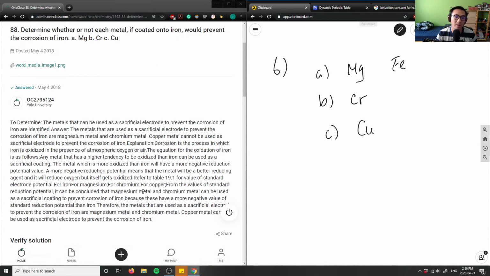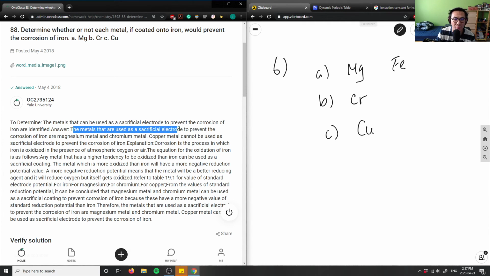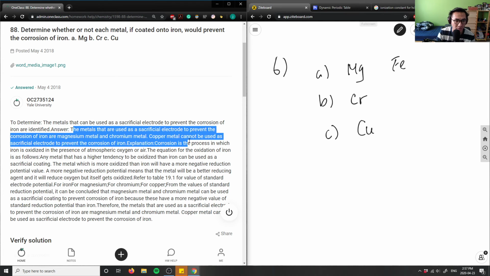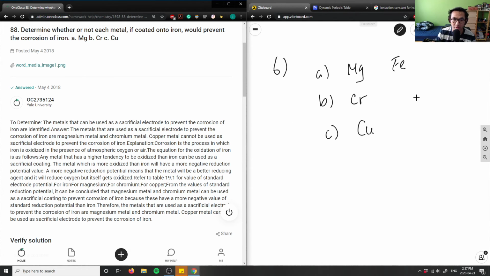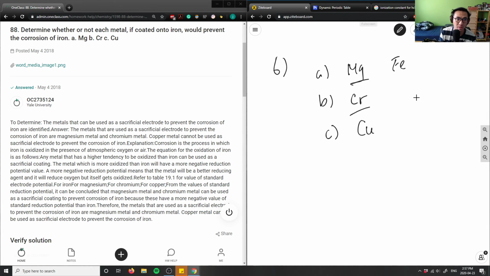Basically, when you're talking about corrosion, you're talking about this topic of oxidation, right? So basically what we have to do is look at our oxidation potential tables and figure out if it has a greater oxidation potential than iron here. So let me see here. The metals that can be used as a sacrificial electrode to prevent the corrosion of iron are magnesium and chromium, right? So magnesium and chromium would prevent the corrosion of iron.